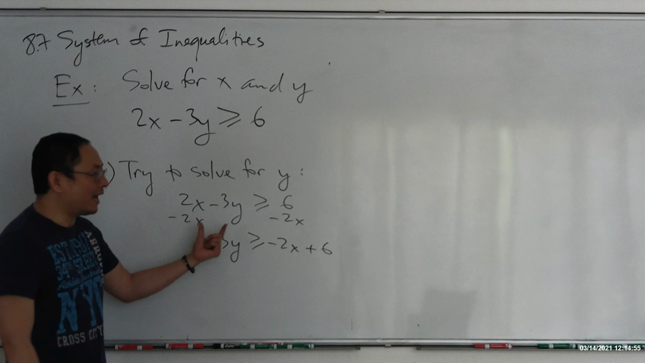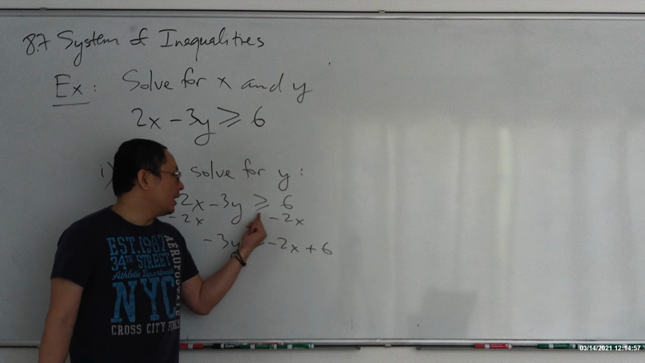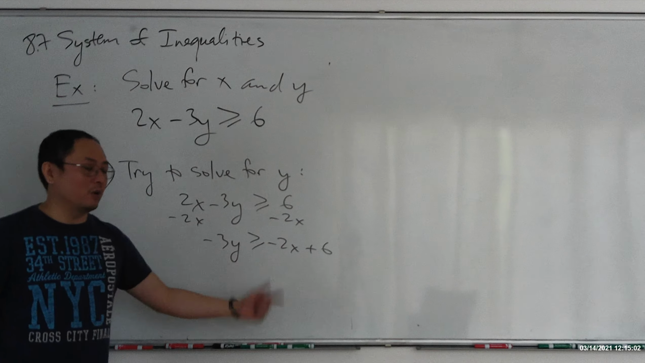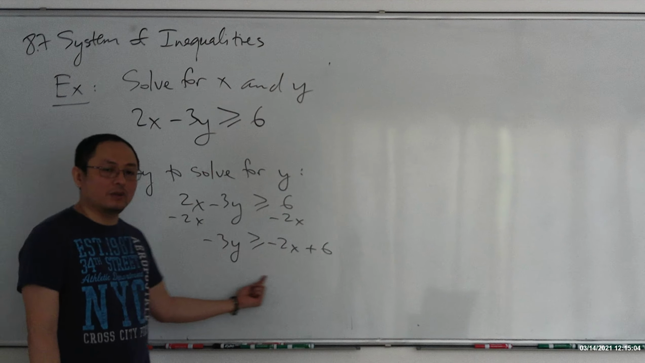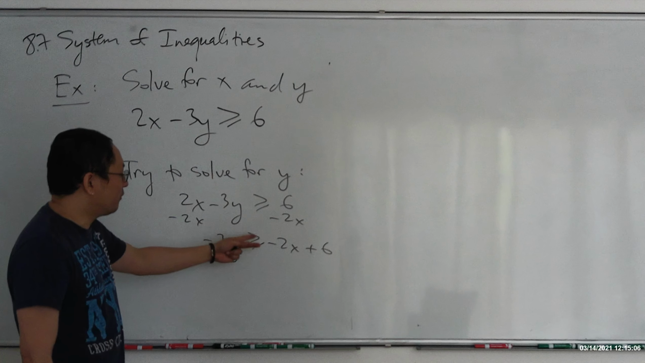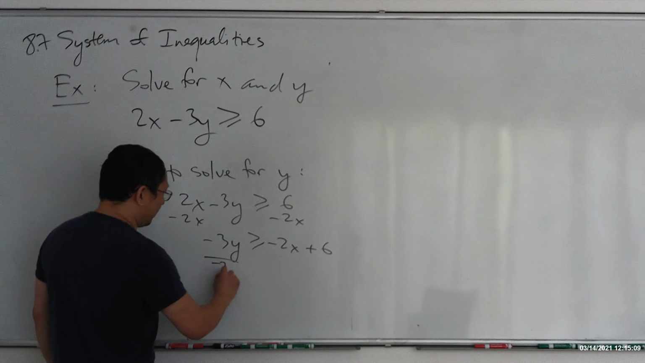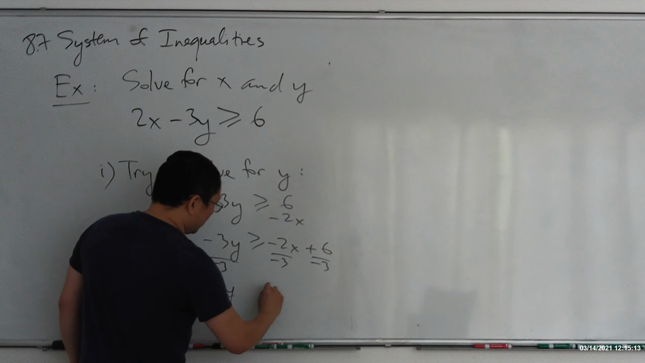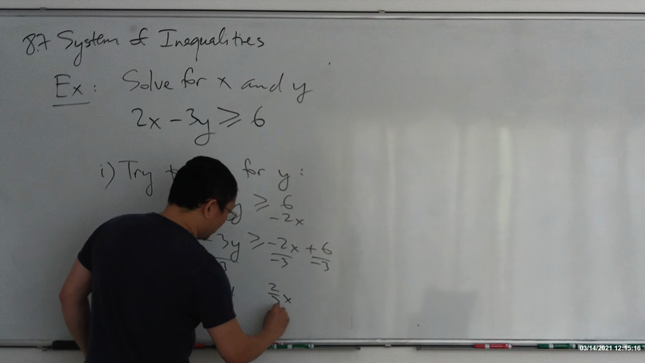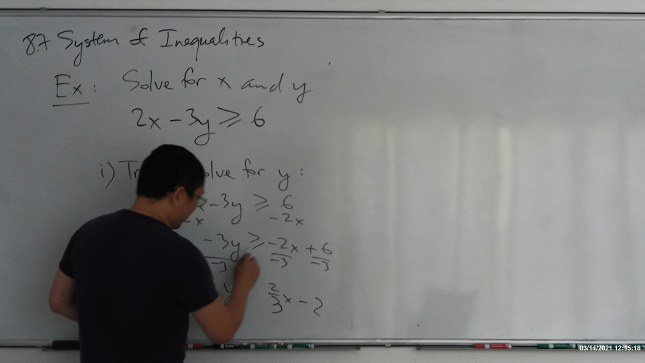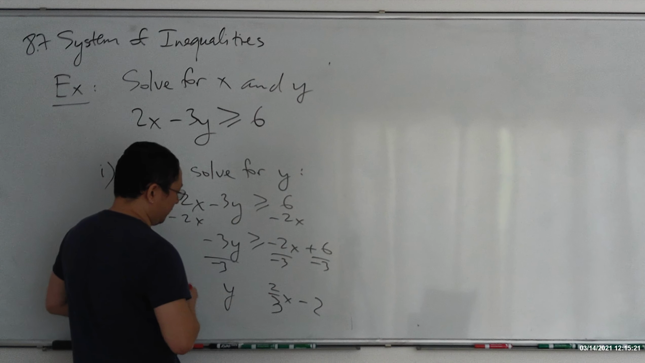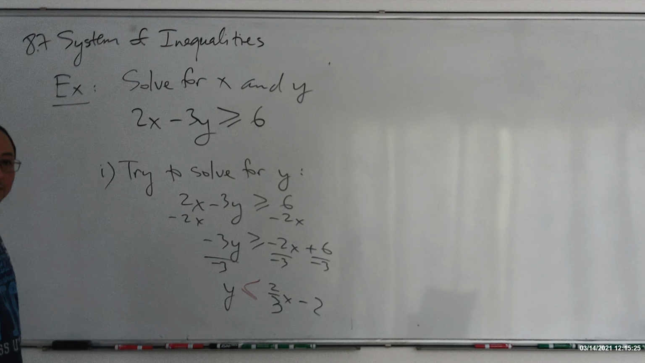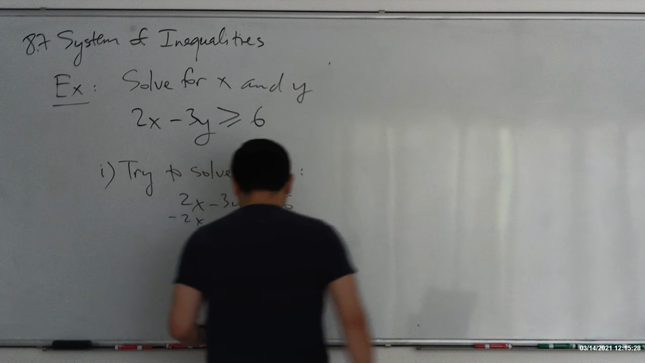If we add or subtract a quantity on both sides, you keep the inequality the same, okay? Now you want to solve for y, so you have to divide both sides by negative 3. What happens if you divide by a negative number? You really have to flip the inequality. So divide both sides by negative 3. I got y is 2 over 3 x, then minus 2. The sign right here, greater than or equal to, is going to be flipped into less than or equal to. Okay? Divide both sides by a negative number, flip.